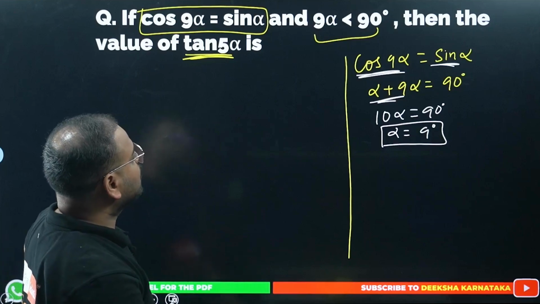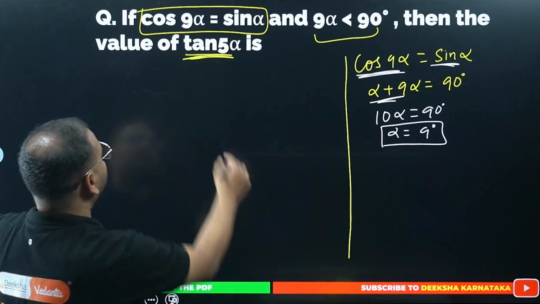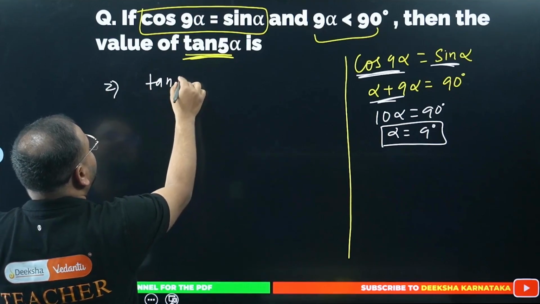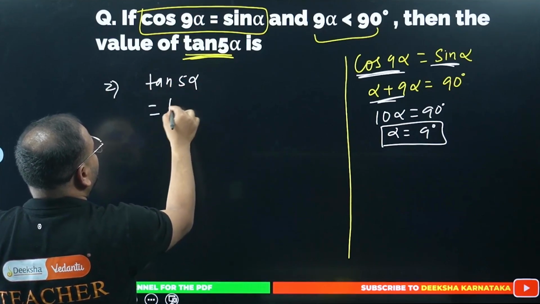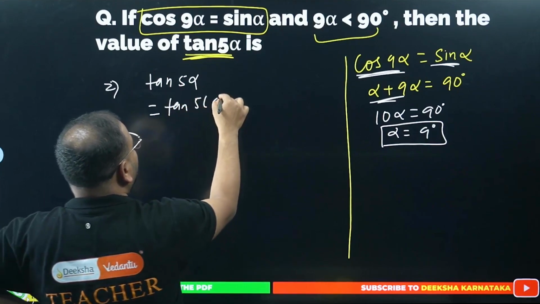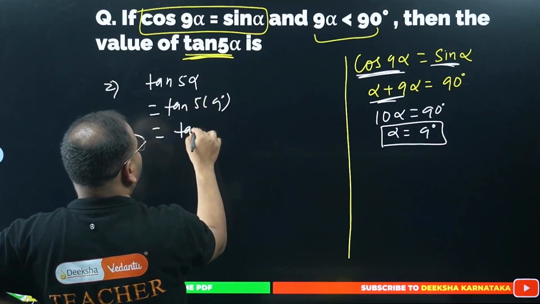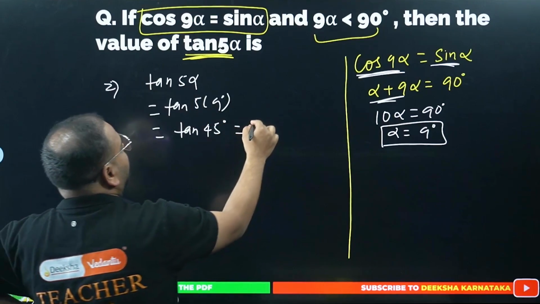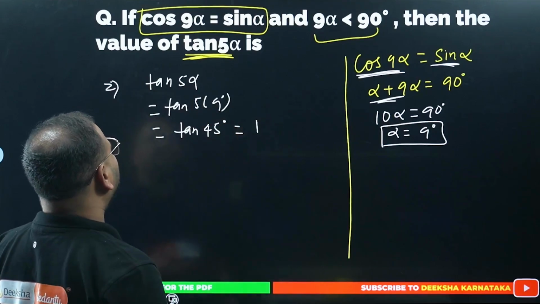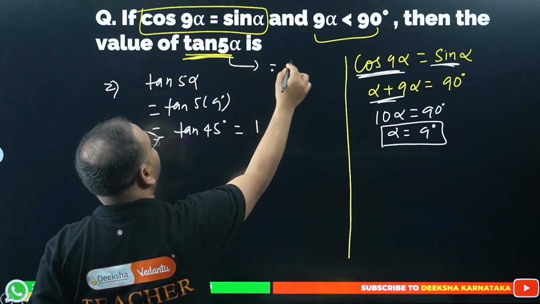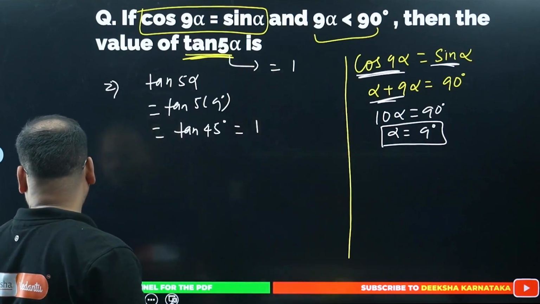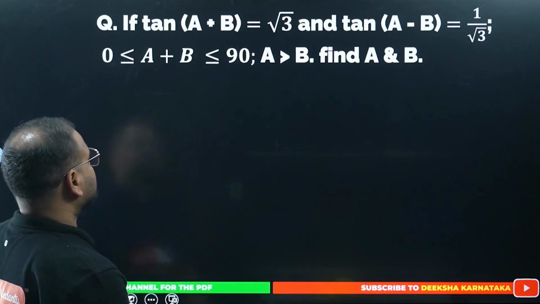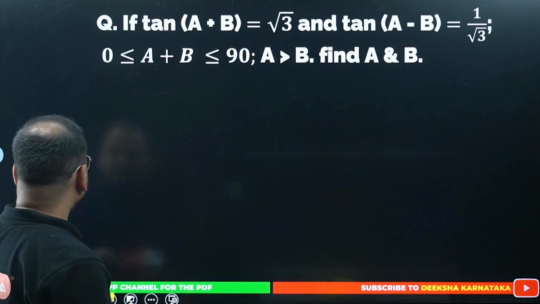Let me continue. So alpha is 9 degrees. Tan 5 alpha equals tan of 5 times 9 degrees, which is tan 45 degrees. 9 times 5 is 45 degrees, right? The answer is 1. Tan 5 alpha is equal to 1, sir. Tan 45 was 1. Check your table. Okay? Great. Now this question, a little bit better question.